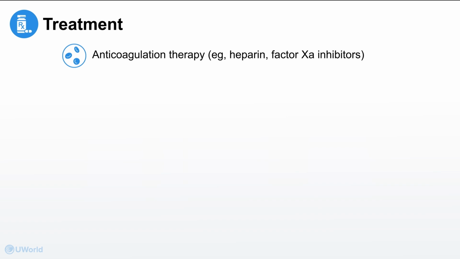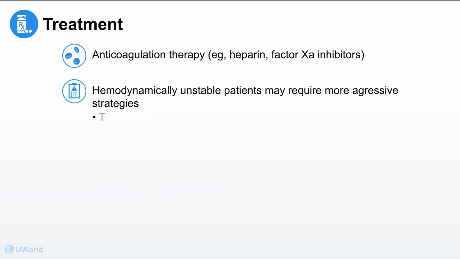Because PE has a variable clinical presentation and can sometimes be rapidly fatal if left untreated, it is imperative that treatment be administered as soon as possible. The mainstay of treatment involves anticoagulation therapy to prevent further clot propagation, often with agents such as heparin and factor Xa inhibitors. More aggressive strategies are important in hemodynamically unstable patients and include thrombolytic therapy with agents such as tissue plasminogen activator that actively work to dissolve clots. Embolectomy can also be performed to physically remove the clot.